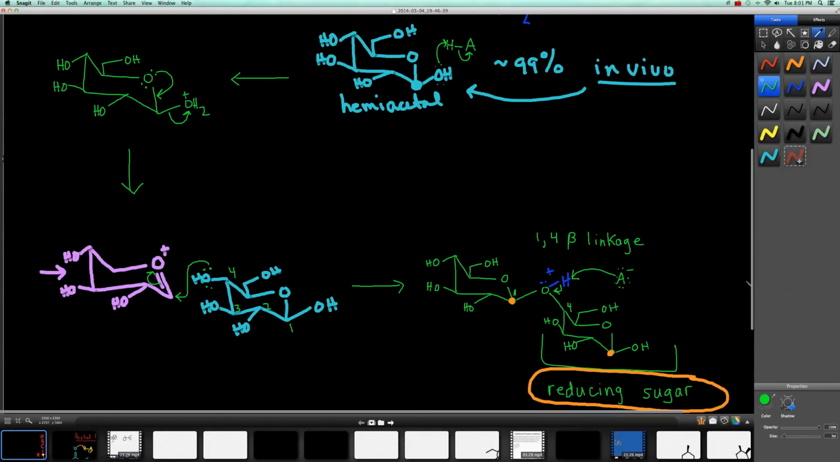So here's a very nice biological application of the mechanism of making an acetal. In the next podcast, we'll talk about how we can use acetals as protecting groups in organic synthesis.